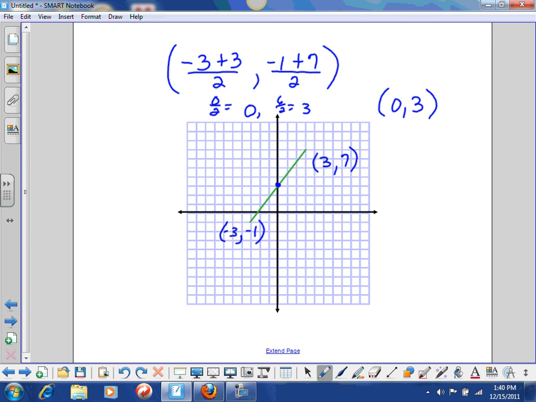The reason why I chose this one is to show you that it's going to work whether you're dealing with negative or positive numbers. You follow the exact same steps. You take your y values, add them together, divide by 2, and your x values, add them together, divide by 2, and those will give you the 2 points for your midpoint.